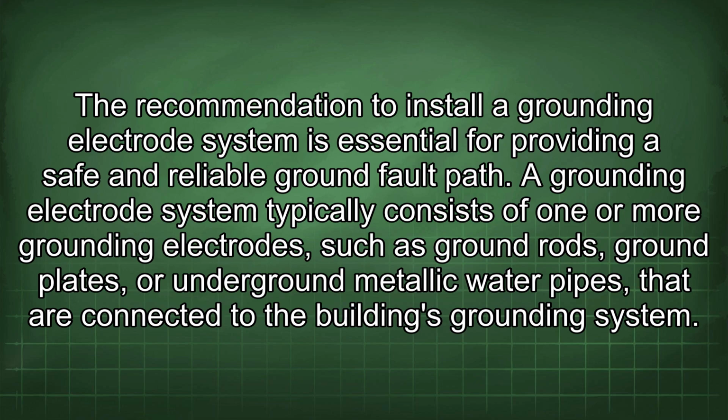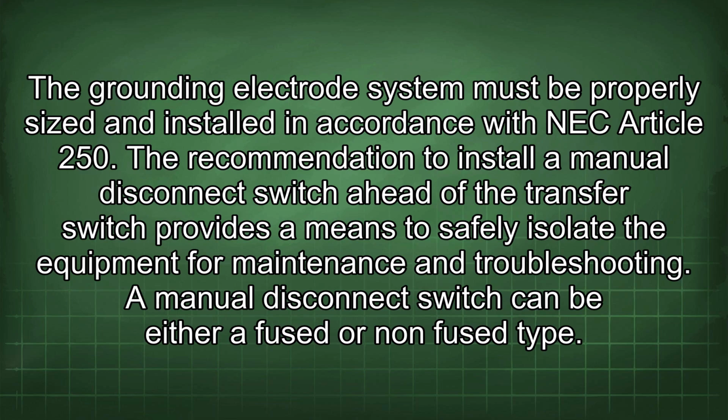The recommendation to install a grounding electrode system is essential for providing a safe and reliable ground fault path. A grounding electrode system typically consists of one or more grounding electrodes, such as ground rods, ground plates, or underground metallic water pipes, that are connected to the building's grounding system. The grounding electrode system must be properly sized and installed in accordance with NEC Article 250.